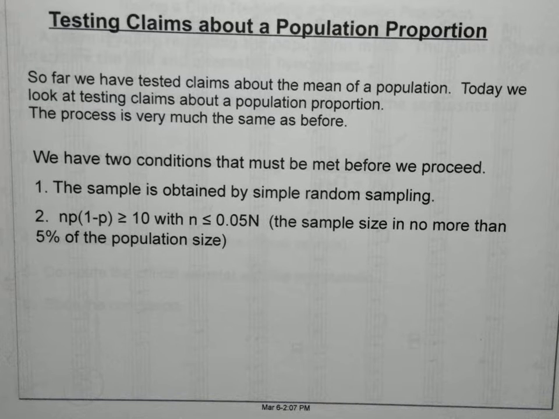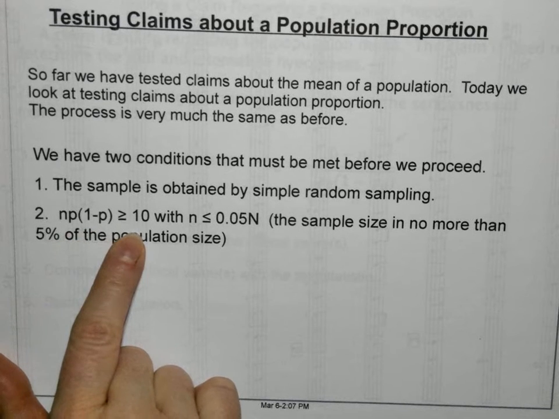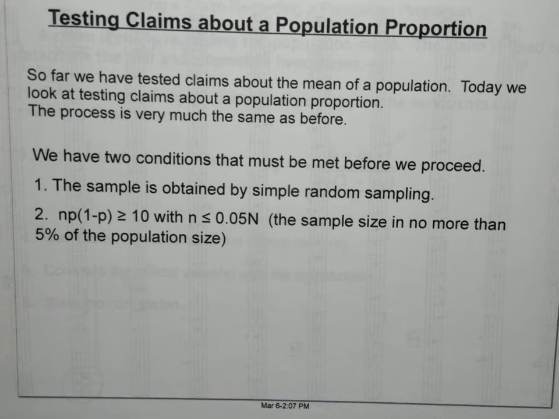First of all, the sample has to be obtained by simple random sampling. And secondly, n times p times 1 minus p has to be greater than or equal to 10, with n less than or equal to 5%, 0.05, of big N. So in other words, the sample size cannot be more than 5% of the population. Now again, that's a guesstimate. It doesn't have to be exact, so don't worry about actually doing the calculation. But the n times p times 1 minus p has to be greater than or equal to 10. That one has to be there.